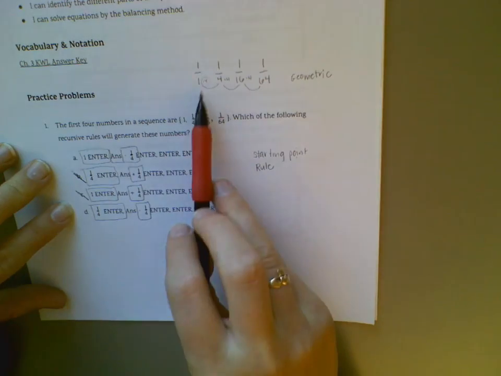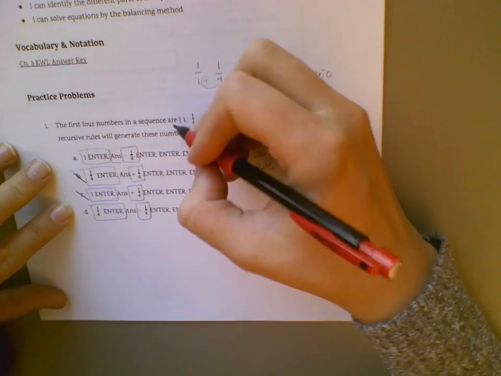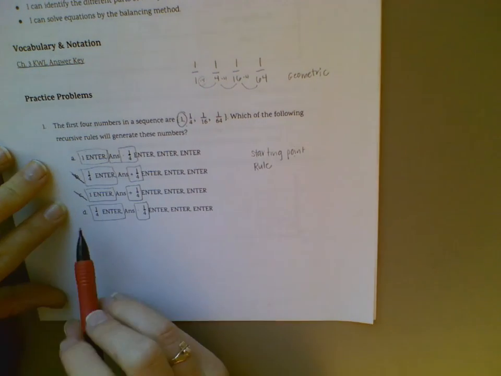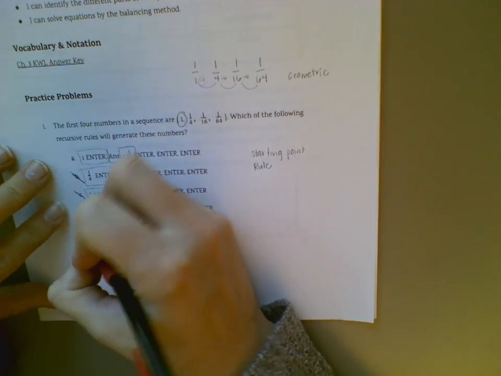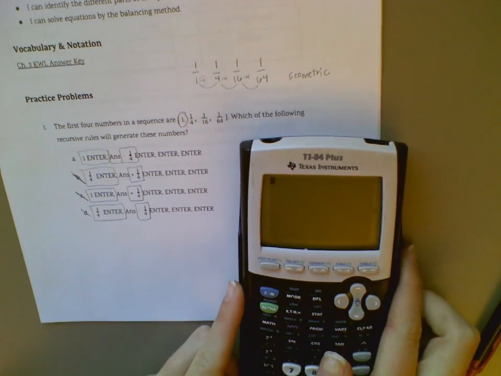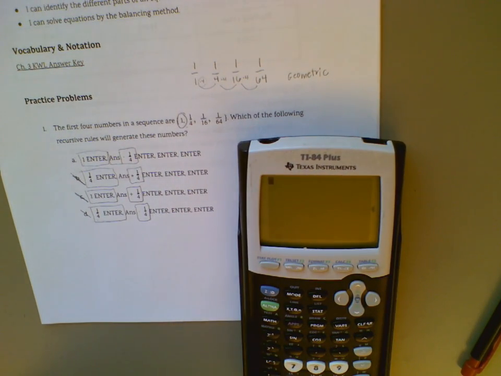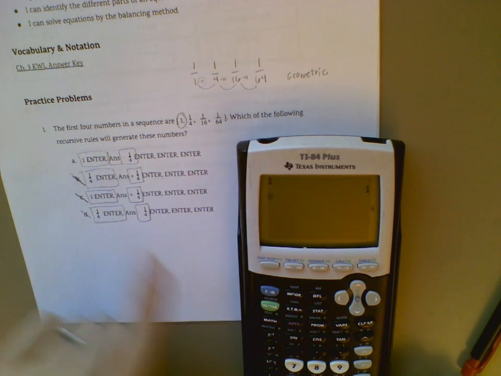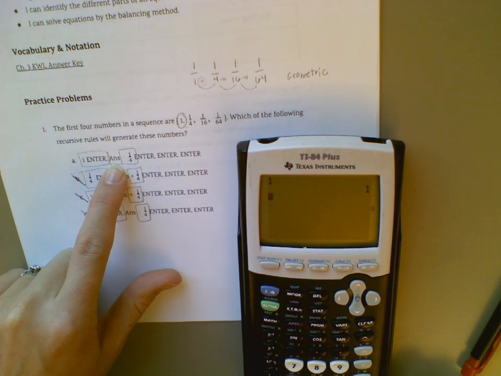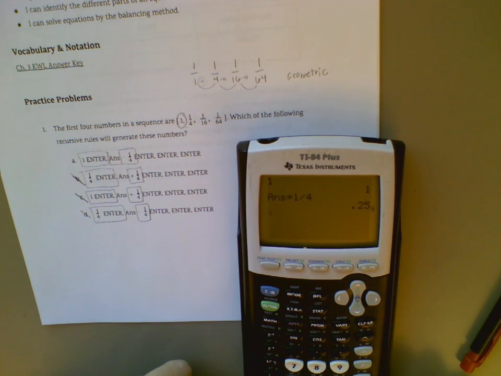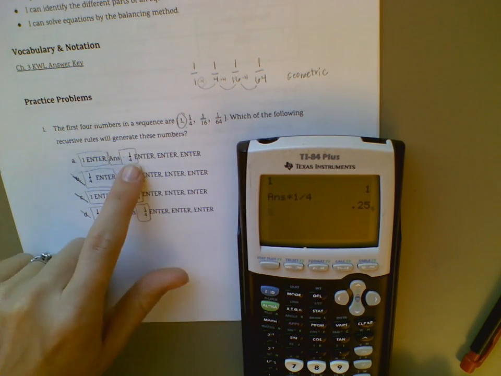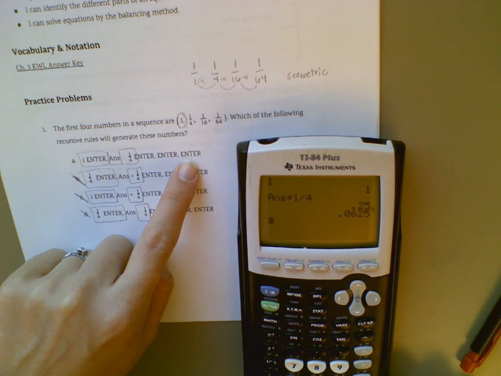Now let's think about what was our starting point here? It was 1. So it definitely can't be D either, because this starting point is 1/4. So I'm going to guess that it's A, but what I'm going to do to double check is I am going to enter it into my calculator, just as it says right here. So I hit 1 and then enter, and then I do answer times 1/4. So I can do second answer times 1/4. It gives me 0.25. And then I hit enter again, and then enter again.